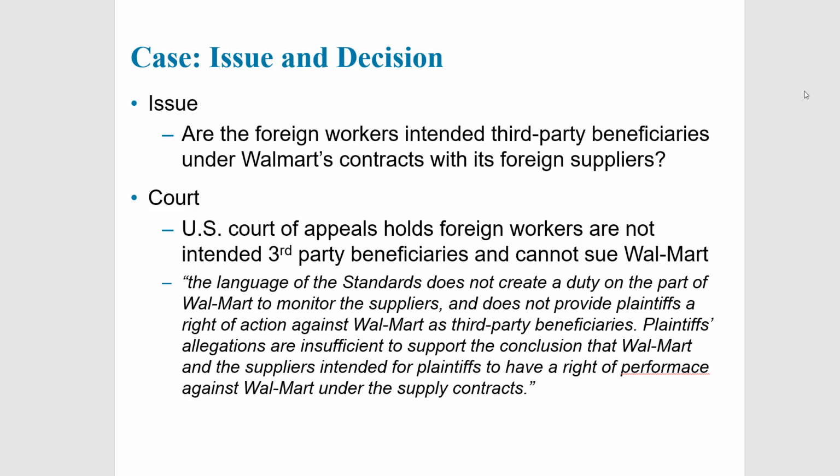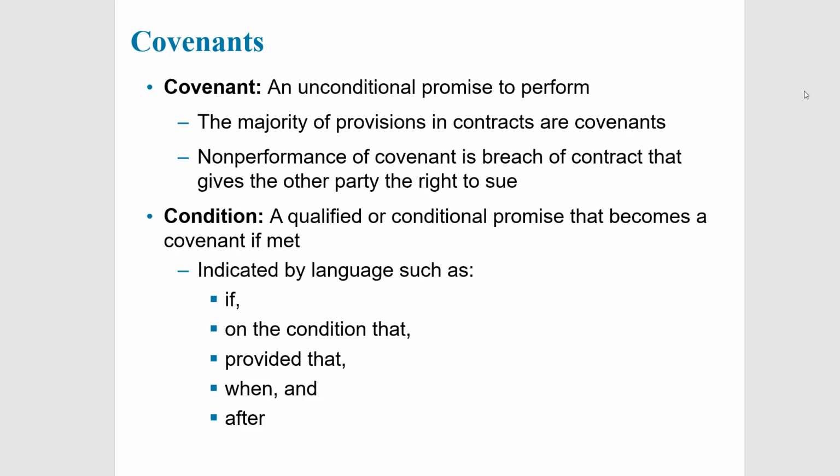We're looking at some vocabulary here, but a covenant is an unconditional promise to perform. Most provisions in contracts are covenants, and once I make that unconditional promise to perform, then I'm bound to it. Non-performance is breach of contract that gives the other party the right to sue. But what if I do put some conditions on it? There's a lot of different ways I can put a condition on a promise or on a covenant.